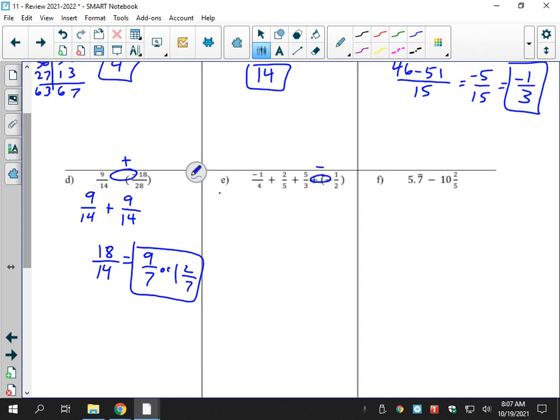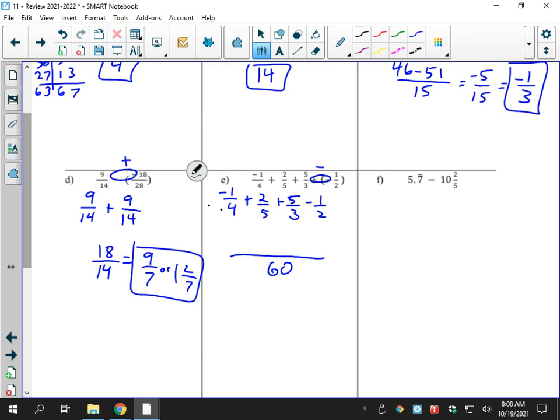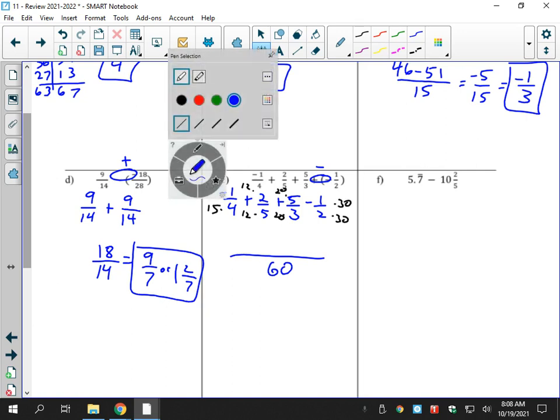Different signs. Difference, -1/4 plus 2/5 plus 5/3 minus 1/2. So I'm seeing 20, but 3 doesn't go into 20. Some people might be tempted just to do 20 with the 4, 5, and 2, and then go from there. I'm just going to go for it. Let's do 60 as our common denominator. So that'll be, let's see, times 15, times 12, times 20, and times 30. Numerators aren't too big, so it shouldn't be too bad.